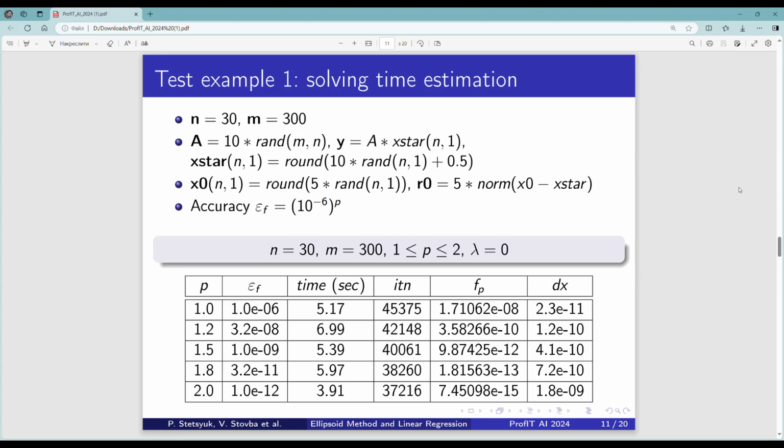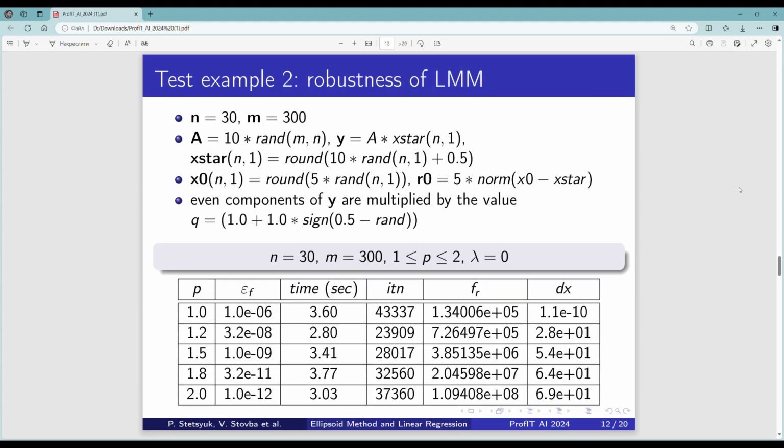And on the bottom of the slide, you can see the results presented in table. The third column shows that we have 5, 6, sometimes 3 seconds to solve this problem with the following parameters.